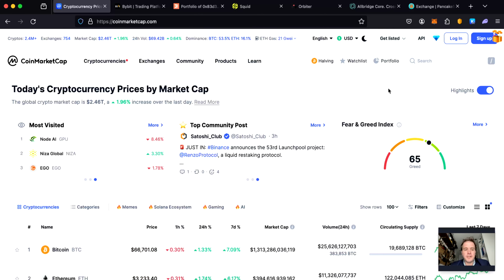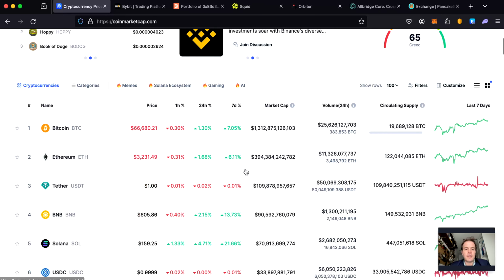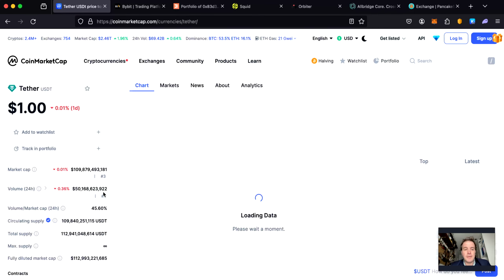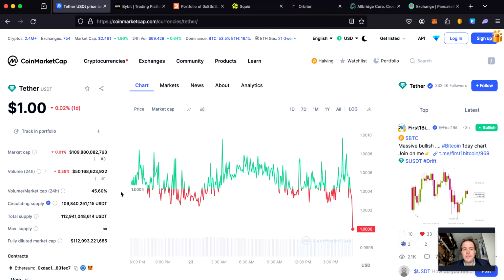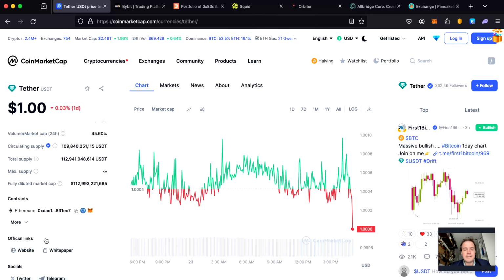Today we're going to be talking about a fairly common issue that you encounter at the beginning of your cryptocurrency journey. So we're back again on CoinMarketCap, and we're going to be taking a look at USDT or USDC. It doesn't really matter. But you'll see here that you've got a little chart which denotes the price, obviously. And then on the left hand side, you've got a contract section, right?